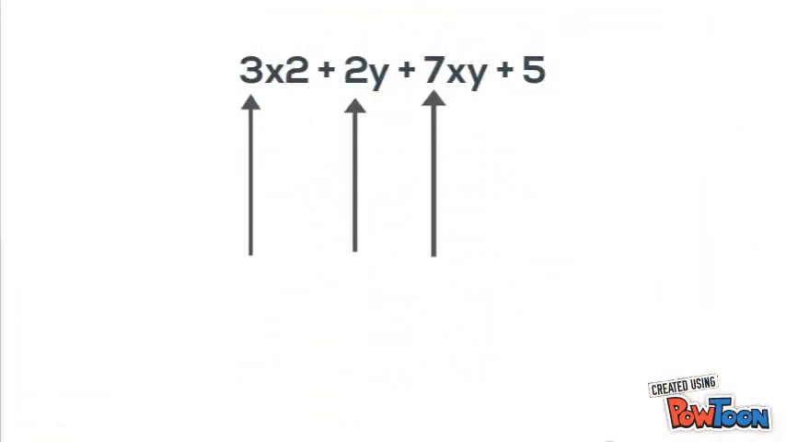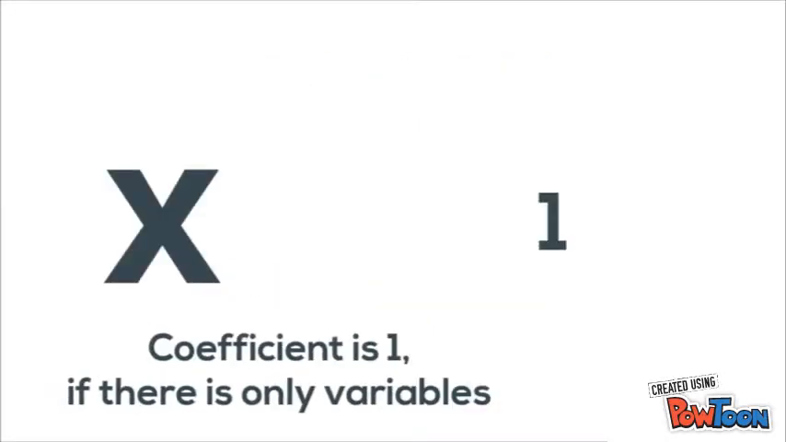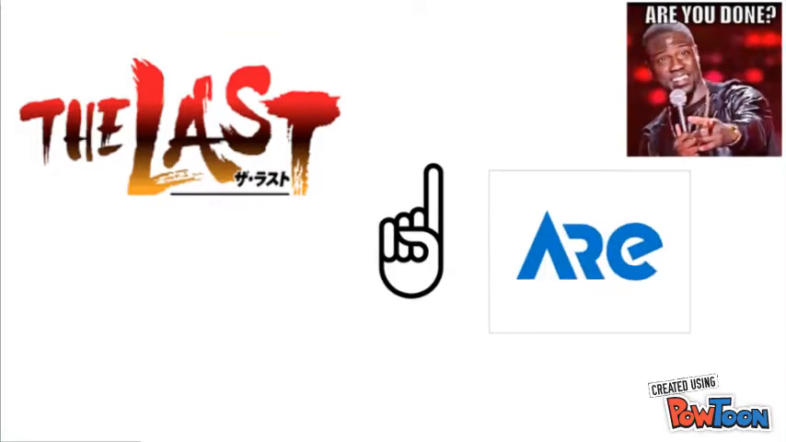In 3x squared plus 2y plus 7xy plus 5, the coefficient of the first term is 3. The coefficient of the second term is 2. And the coefficient of the third term is 7. If a term consists of only a variable, its coefficient is 1.